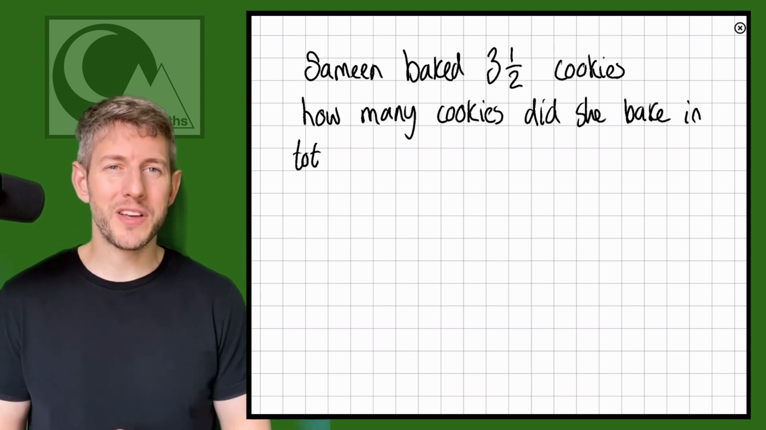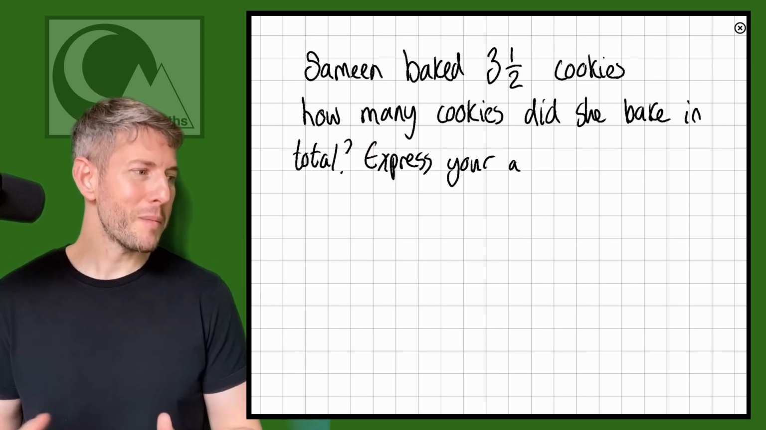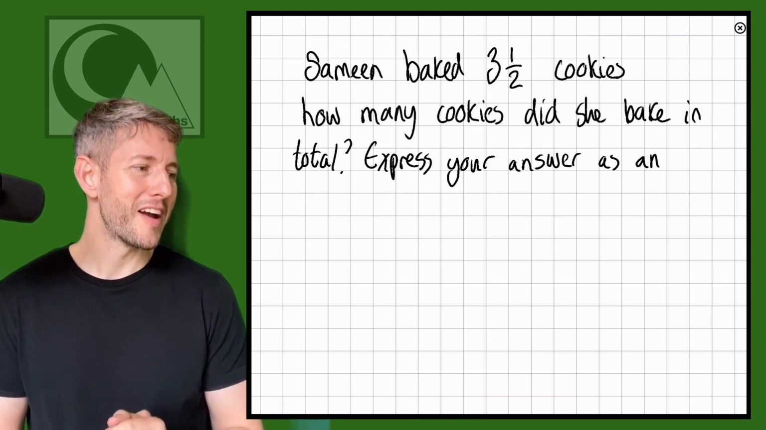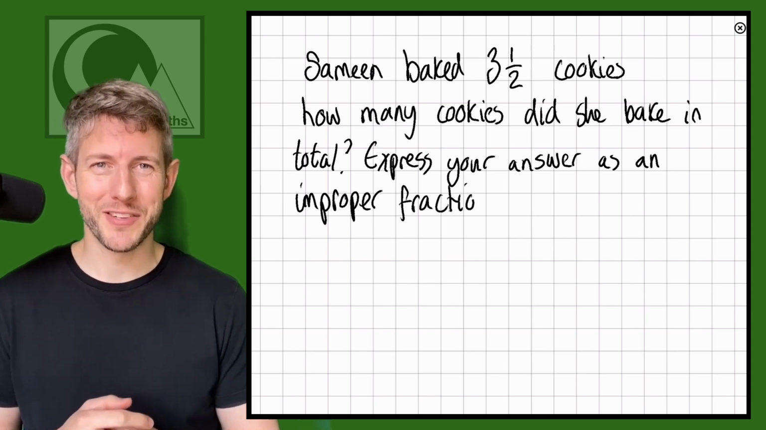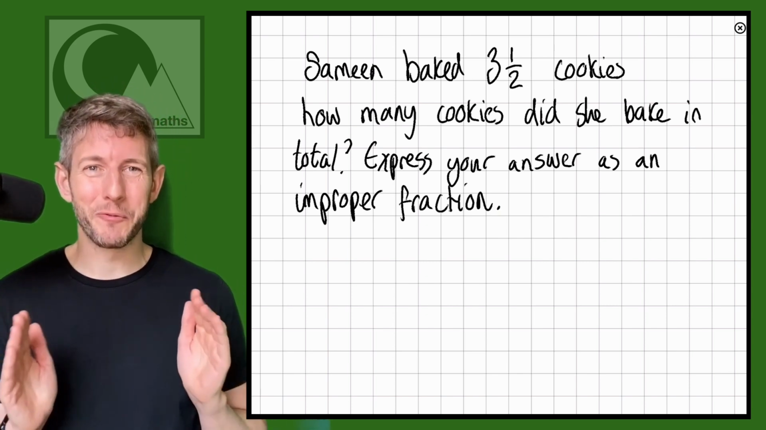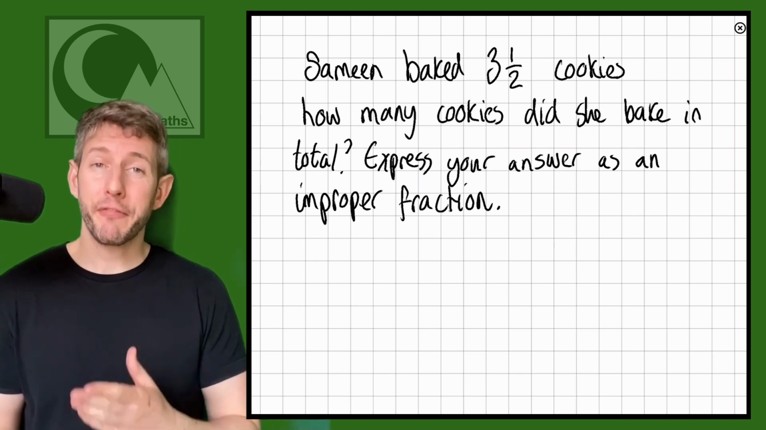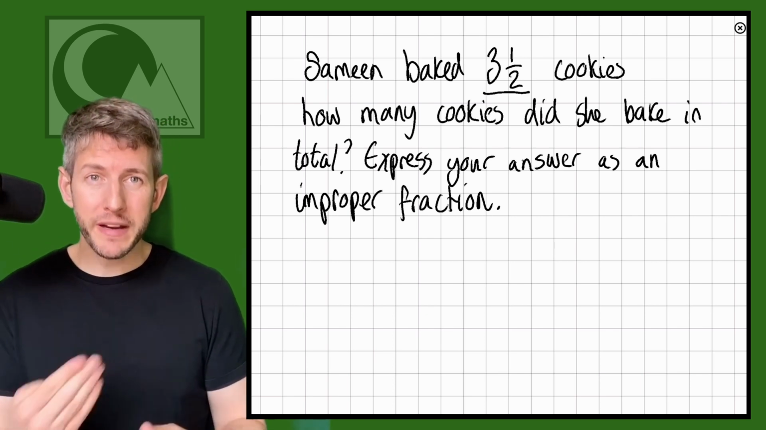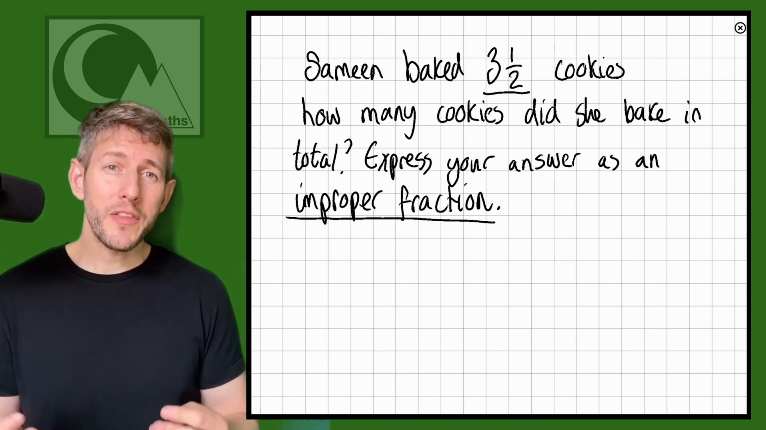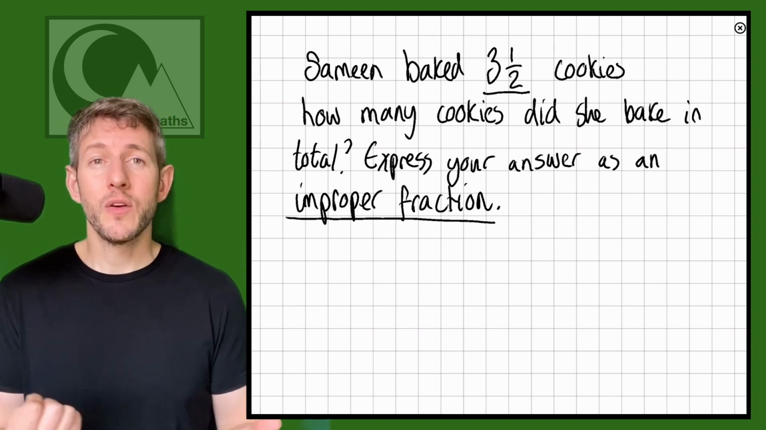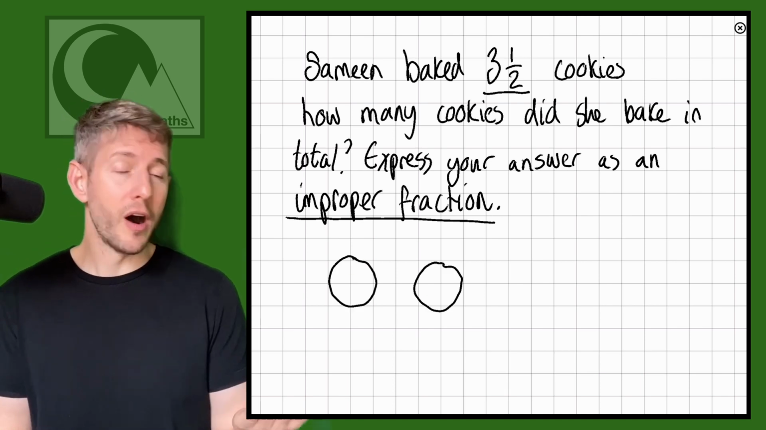Okay, so for this question, it reads, Samine baked 3.5 cookies. How many cookies did she bake in total? Express your answer as an improper fraction. Now, I apologise for this question because it doesn't sound real. But the essence of it is, she baked 3.5 cookies, and they want 3.5 written as an improper fraction. So, the way that we're going to do this is, we're going to see we've got 3 whole cookies. So there we go. And we've got half a cookie.